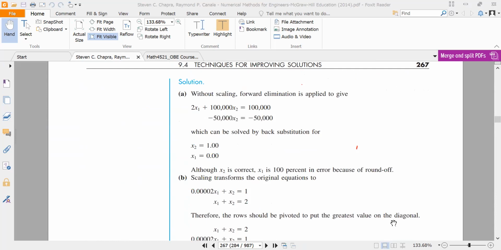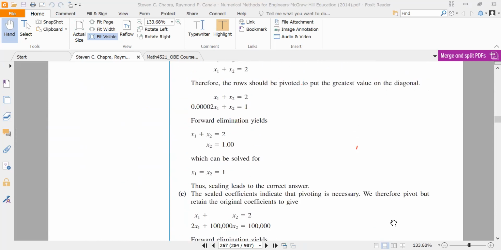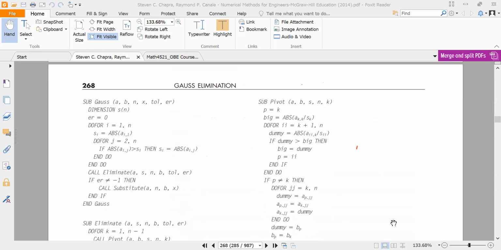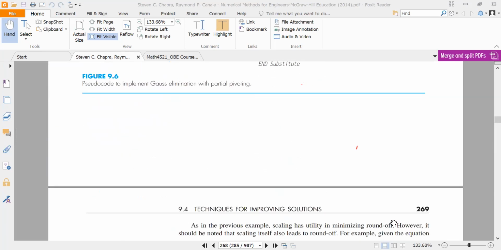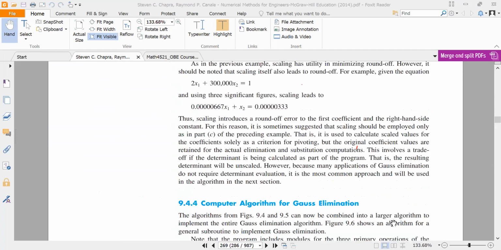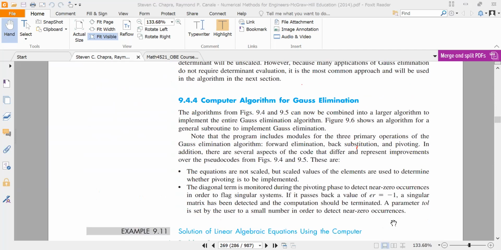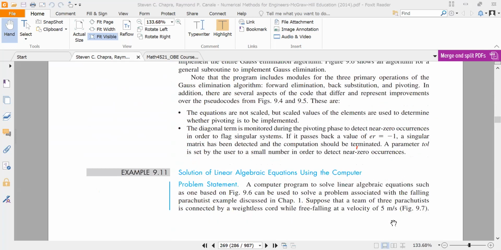This example actually again tells us about your rounding off error. You try to revisit this thing. I hope you will have some understanding about how this happens. Now your computer algorithm is there. You have your computer algorithm already presented in your book. Then you can implement it in your computer to find the solution.